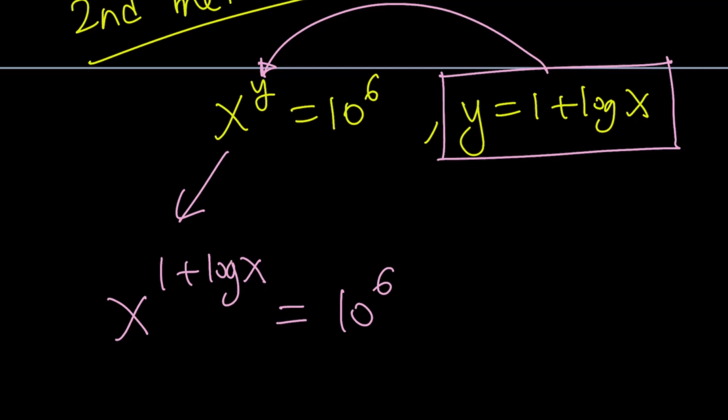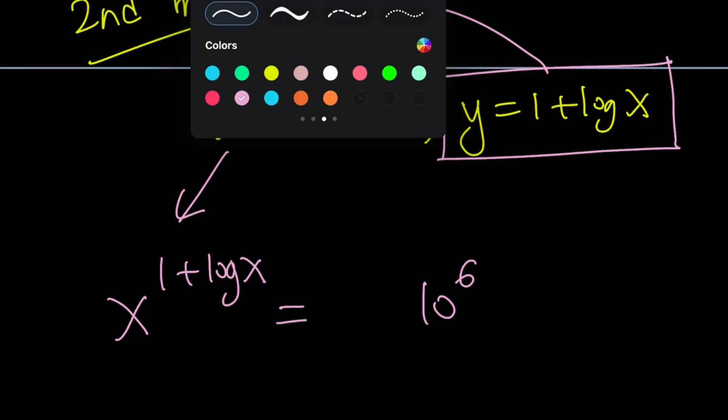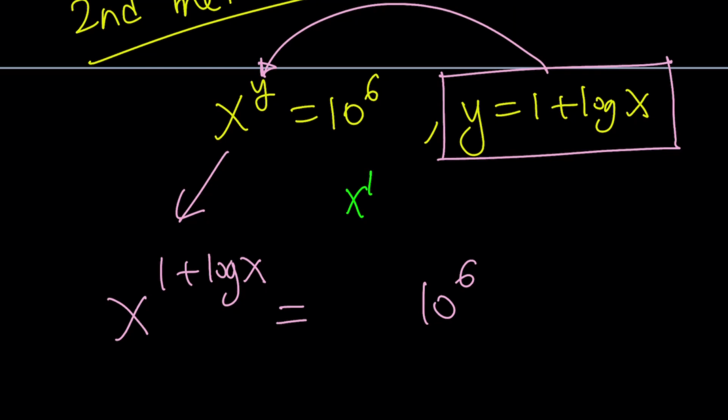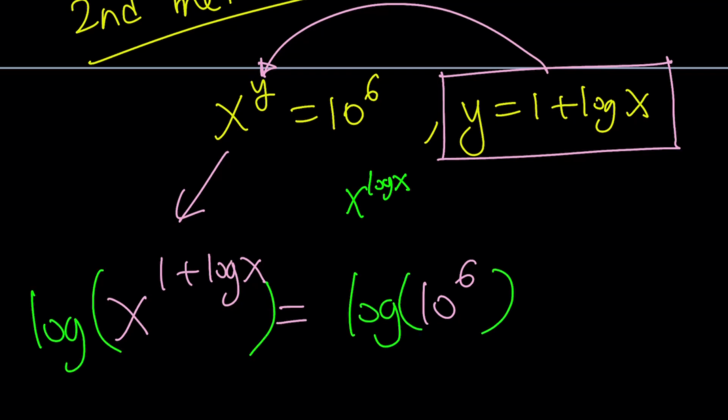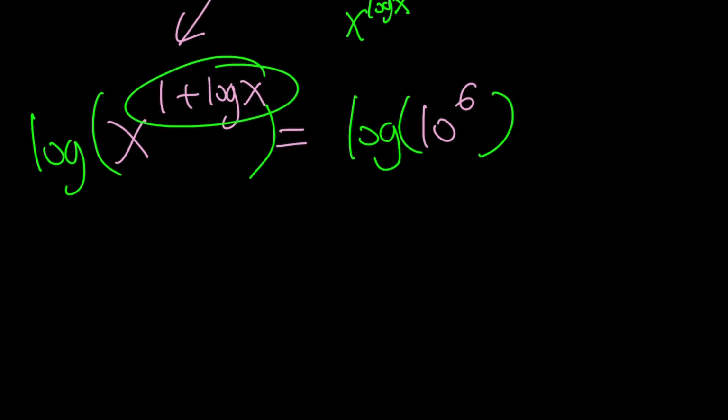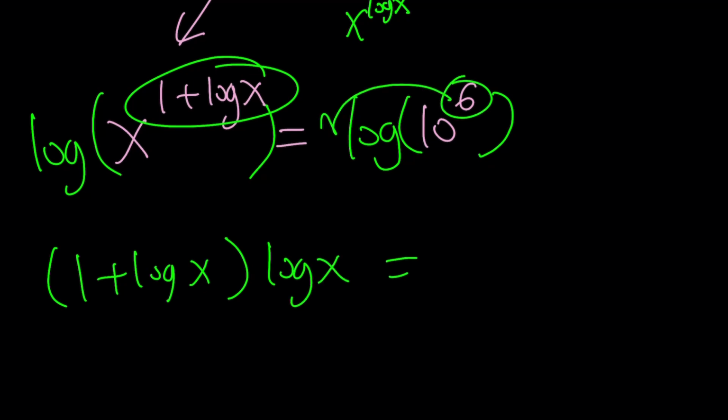Easy. You can log both sides. And logging both sides is the best thing you can do here. So we can say this as a general strategy: anytime you see x to the power log x, log both sides, because that's going to bring down the log. So let's go ahead and do it. Log this equals log that. Great. Now let's bring this to the front. 1 plus log x multiplied by log x equals 6 log 10. Log 10 is 1 because the base is 10, so this is 6.